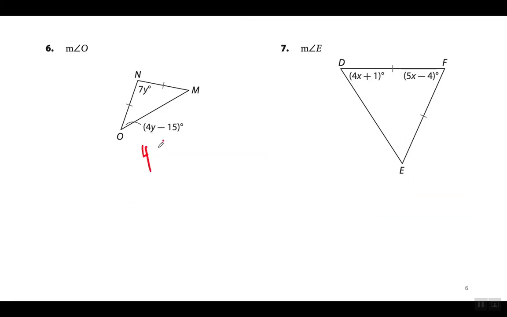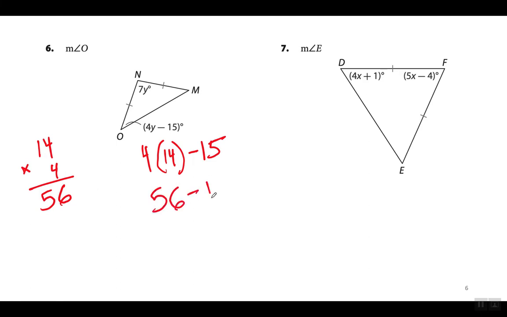So 4 times 14 minus 15. So I'm going to multiply that. That gives me 56. So 56 minus 15 is going to give you 41. So the measure of angle O is 41 degrees.